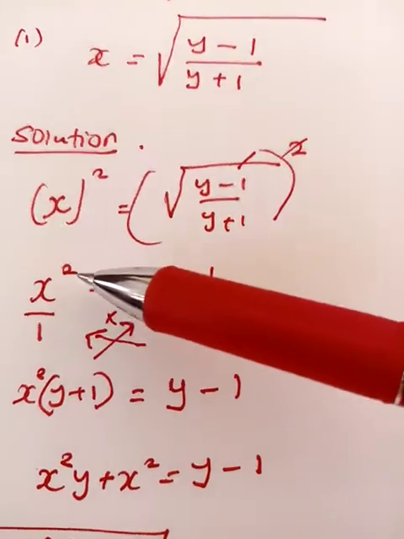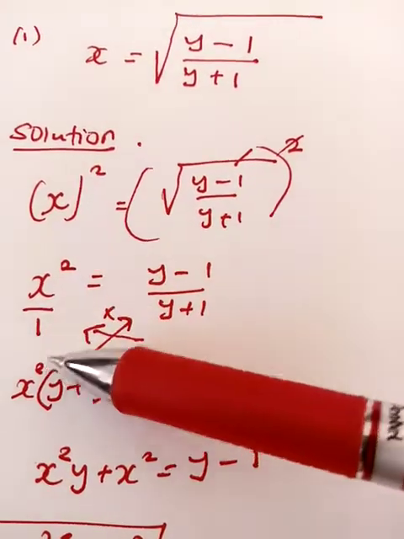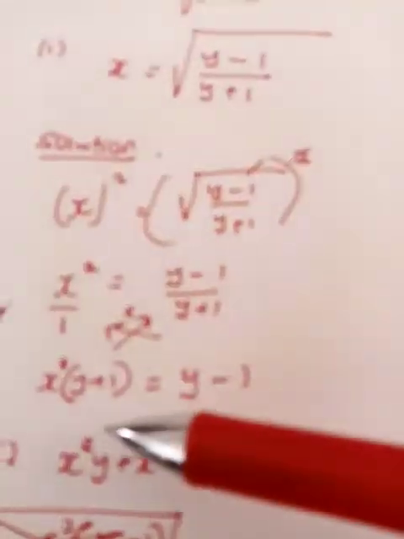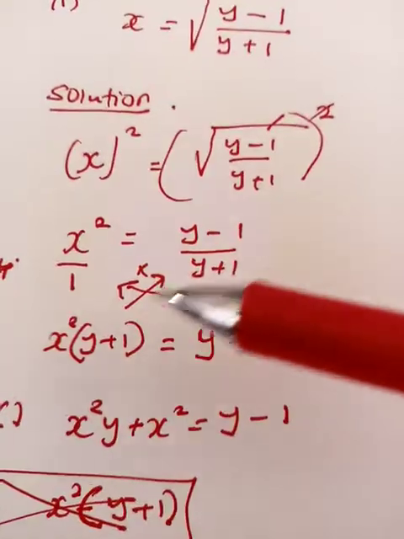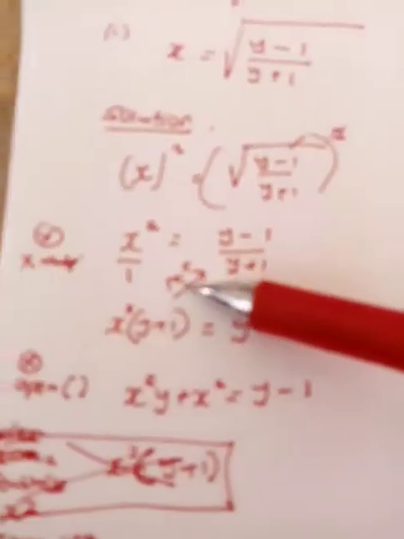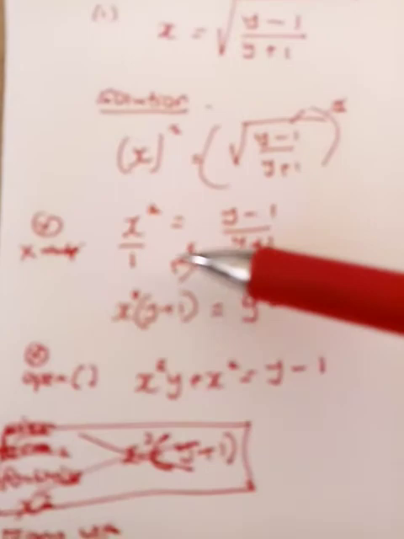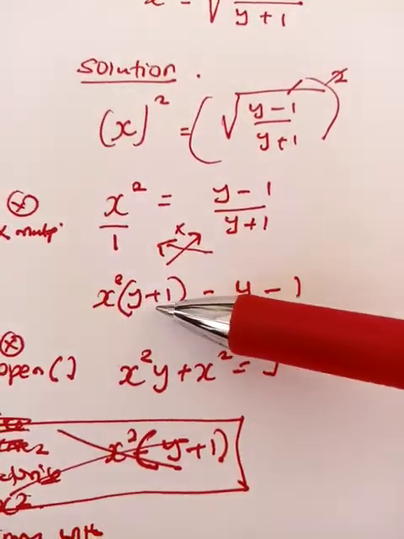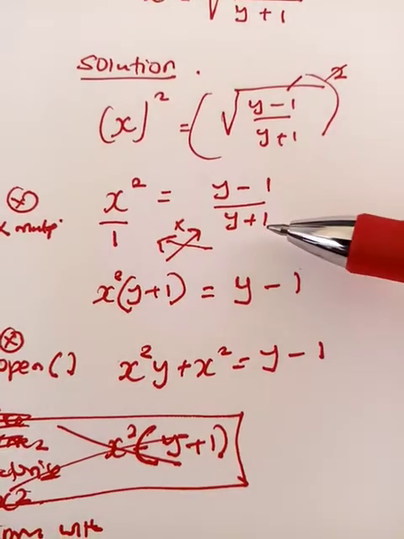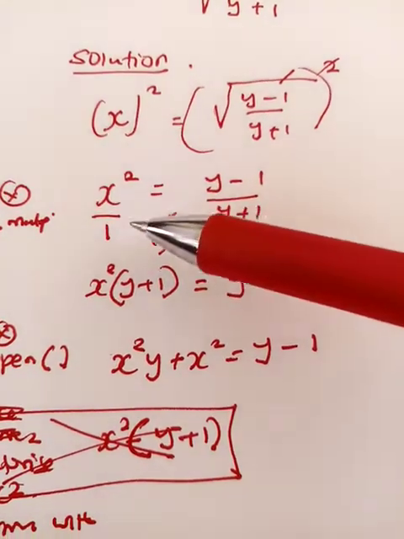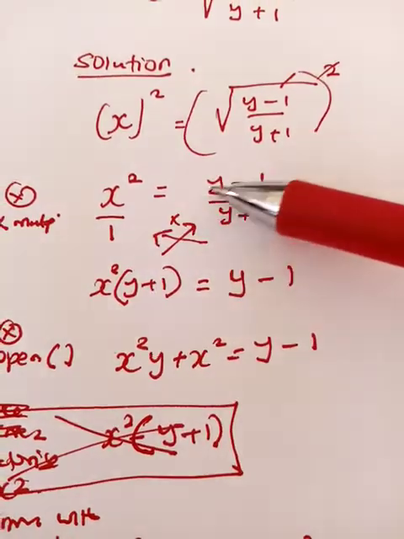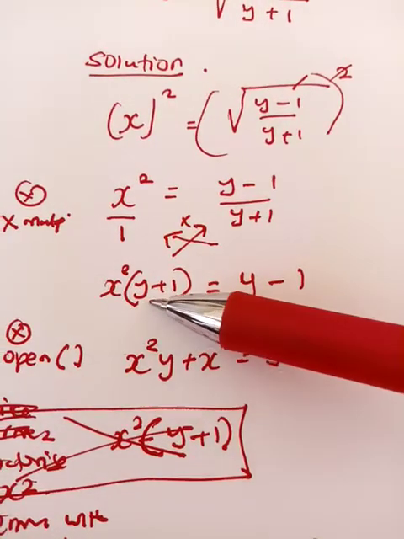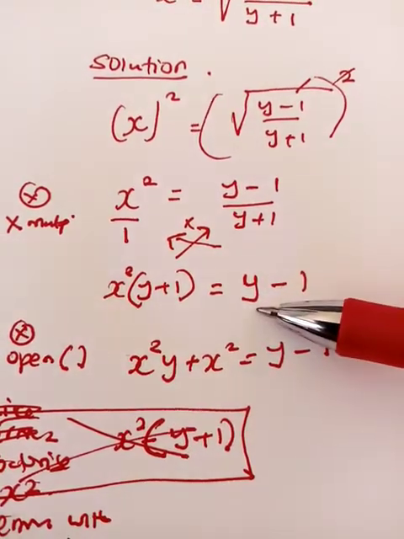And you can put the x squared over 1, and now you have two fractions which are equal. And since a single fraction equals a single fraction, we simply cross multiply. In cross multiplication, that will mean that x squared multiplies the denominator of the second fraction, and the denominator of the x squared multiplies the numerator of the second fraction, and this is the result. That's x squared into y plus 1 is equal to y minus 1.